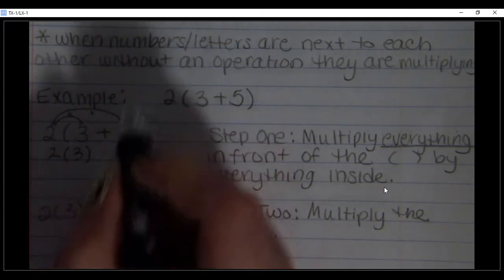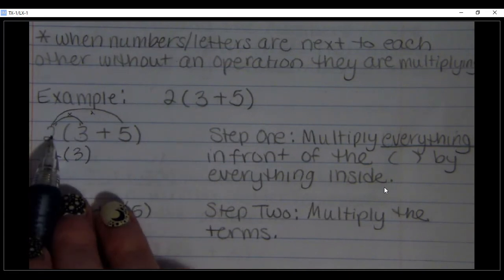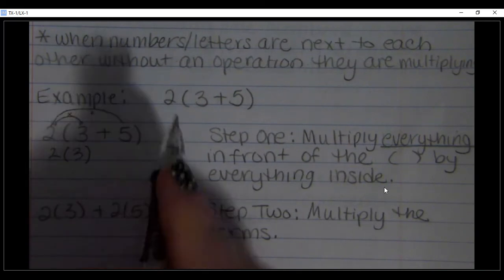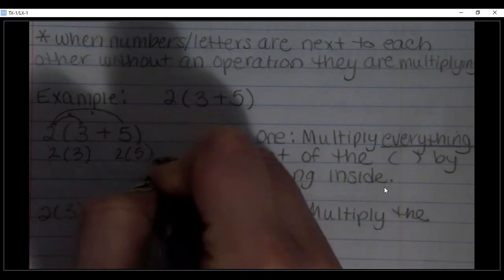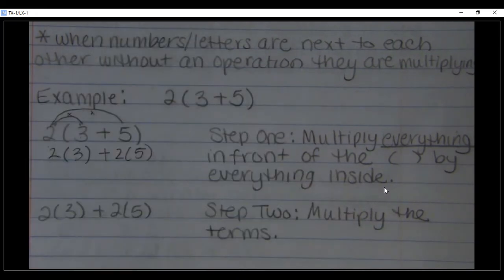So I now have 2 times 3, which I already wrote down. But now I took my pencil and drew an arrow going from 2 to 5. That's telling me, hey, I need to multiply 2 times 5. And then I'm going to keep that operation that's right in the middle, because 3 and 5 are being added. We're just doing a different step inside, or before, I should say.